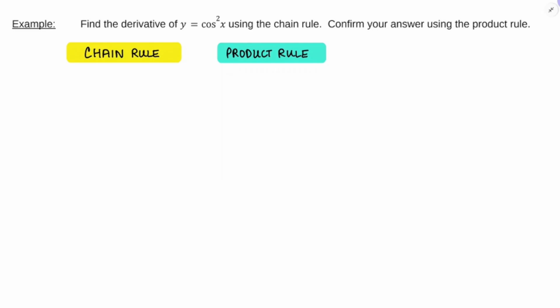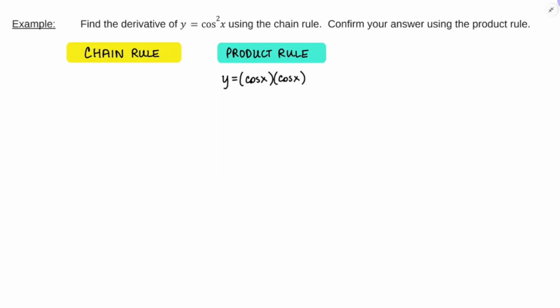Now a different example: let's look at one derivative problem two different ways. We're going to think about cosine squared x, and we're going to find the derivative of cosine squared x using the chain rule, and we'll confirm our answer using the product rule. But I'm actually going to start with the product rule because that's what we're probably already familiar with. To take the derivative of something like cosine squared x using the product rule, we need to write it as a product. So that'd be cosine x times cosine x.